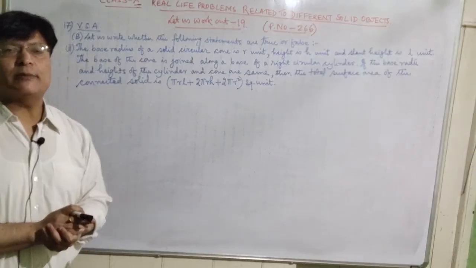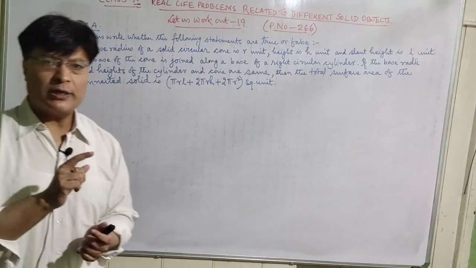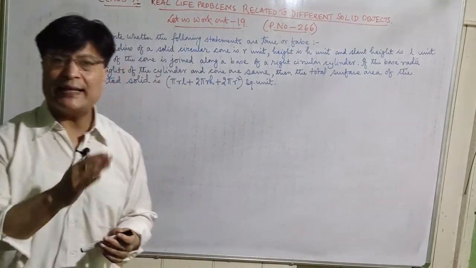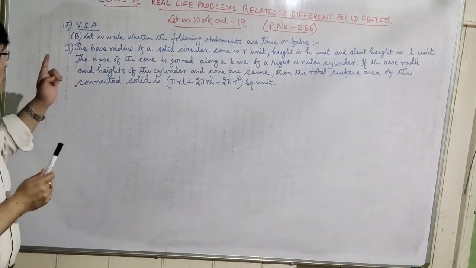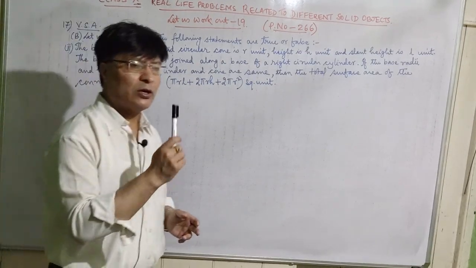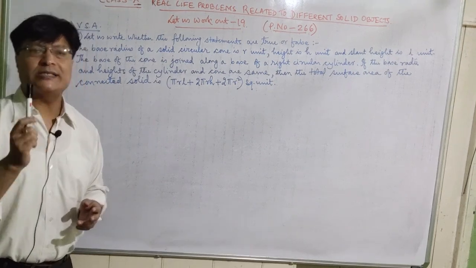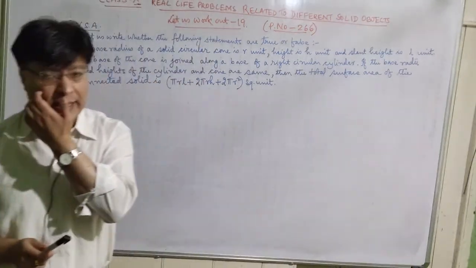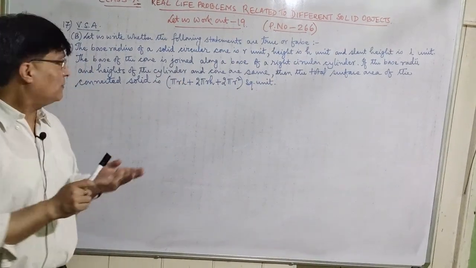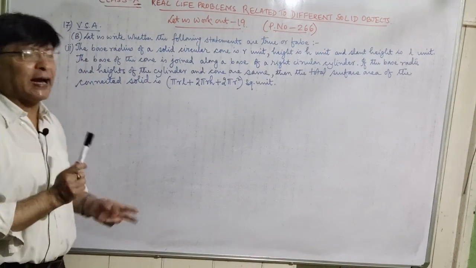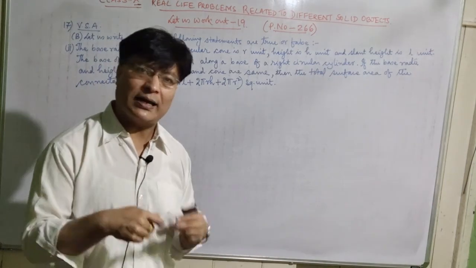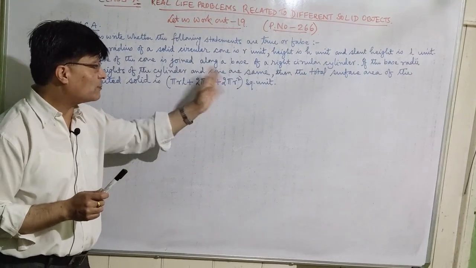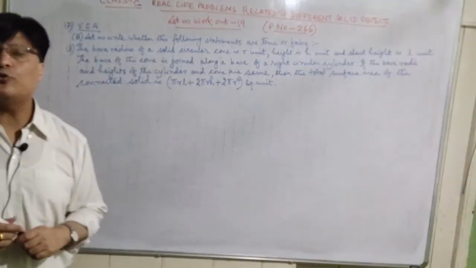So what is being said in the question here is, a solid circular cone is given whose base radius is r unit, height is h unit, and the slant height is l unit. Now the base of the cone is joined along with the base of a right circular cylinder. In the question it is also given that the base radii and the heights of the cylinder and the cone are equal. Then the total surface area of the connected solid will be pi rl plus 2 pi rh plus 2 pi r square unit. Whether this statement is true or false, you have to check it.